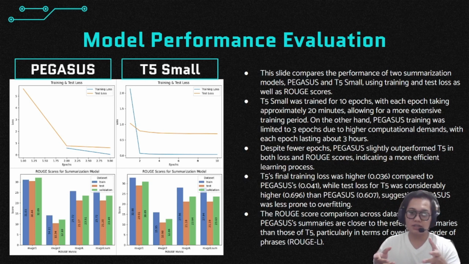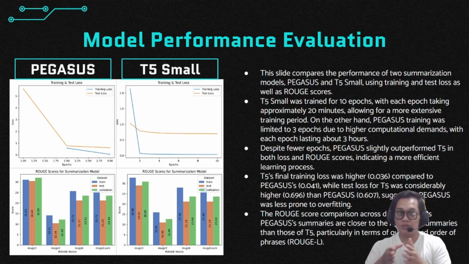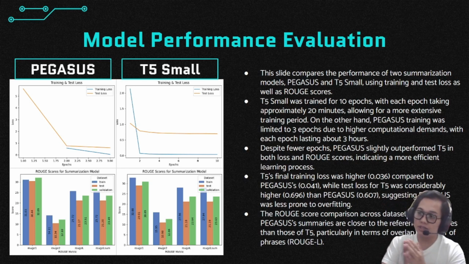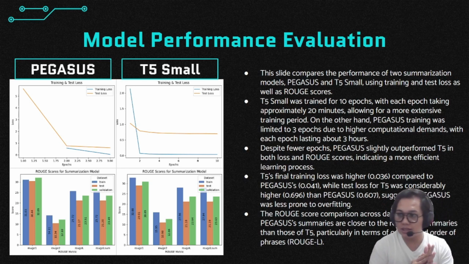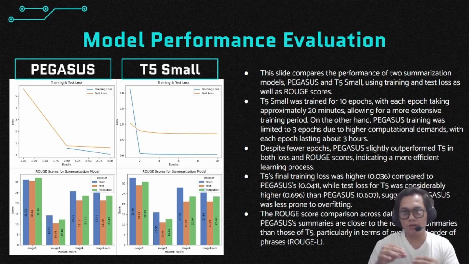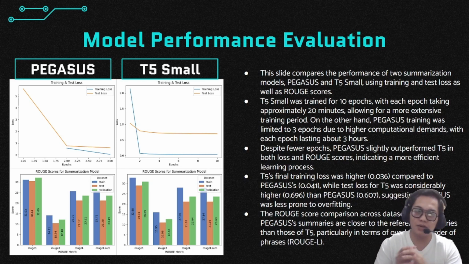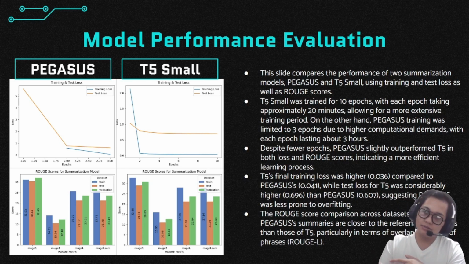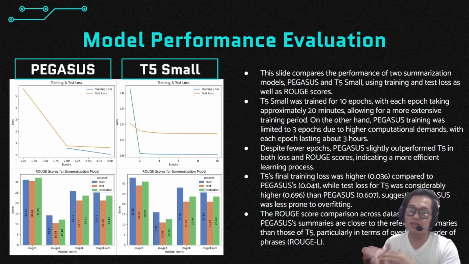The ROUGE scores comparison across datasets shows Pegasus summaries are closer to the reference summaries than those of T5, particularly in terms of overlap and order of phrases, or ROUGE-L. As we can see from the graph over there, at ROUGE-L the Pegasus score does not differ too much from the ROUGE-L of T5 Small, meaning that the summaries generated by Pegasus are quite similar to the human-generated summaries, more so than those generated by T5 Small.